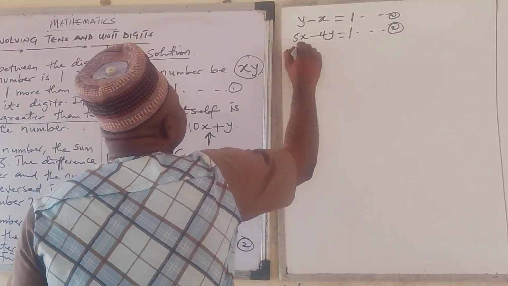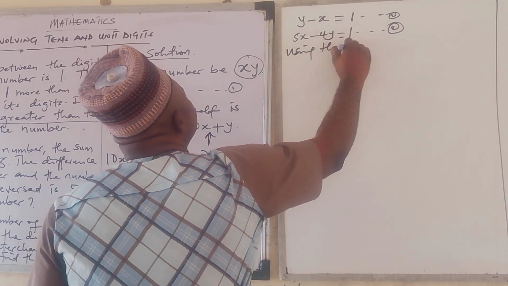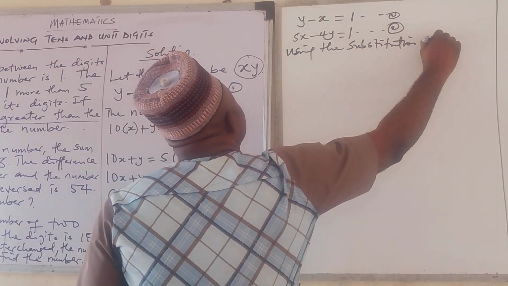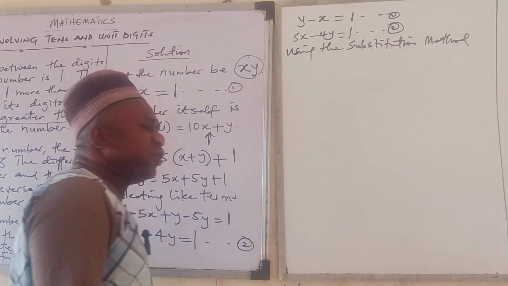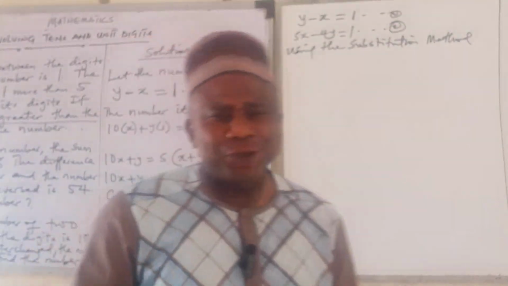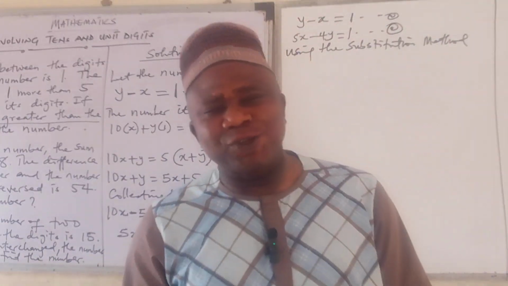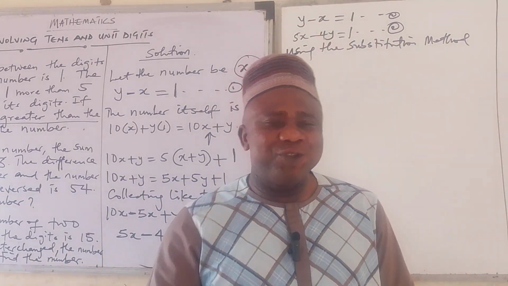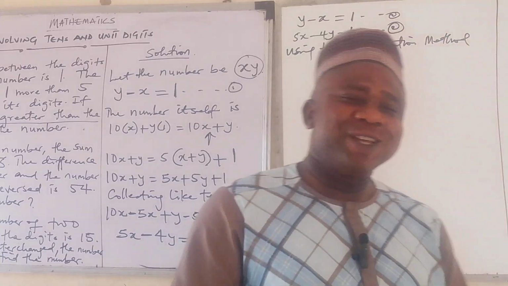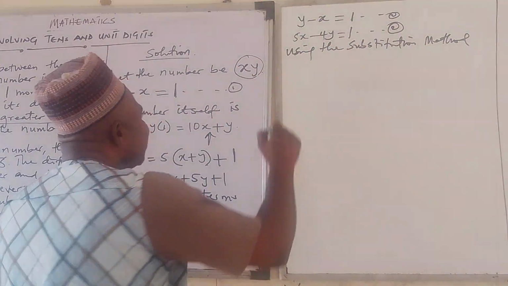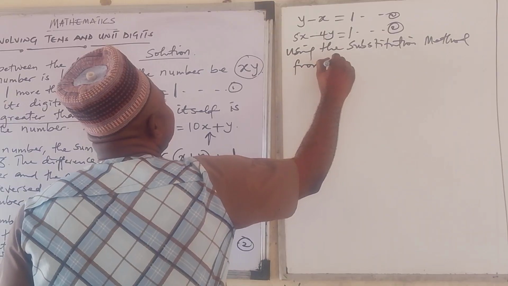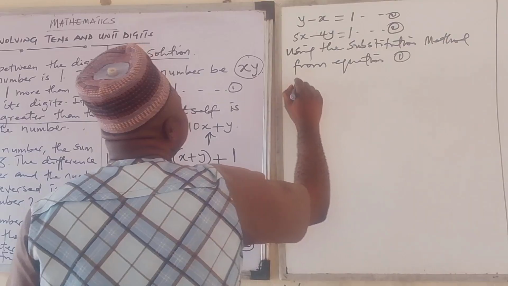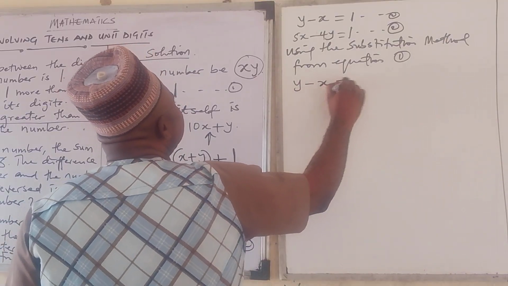Now, in using the substitution method, you are required to pick one of the equations. You make one of the variables the subject. Thereafter, the variable you made the subject, you substitute into the other equation. So now in this case, I want us to pick equation 1. Now our equation 1 is y minus x is equal to 1.